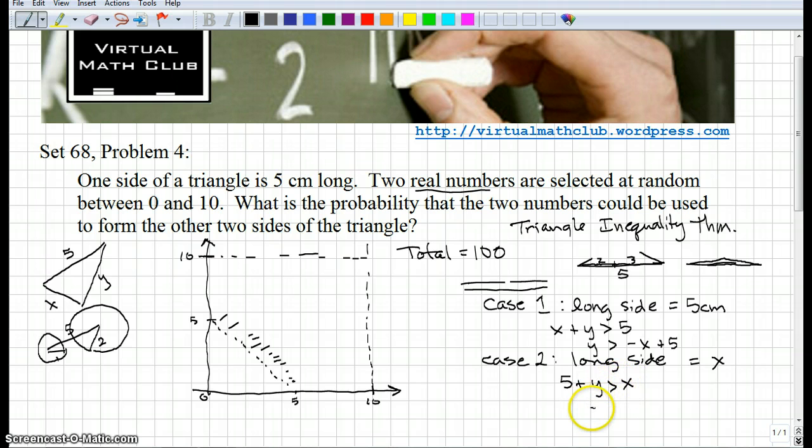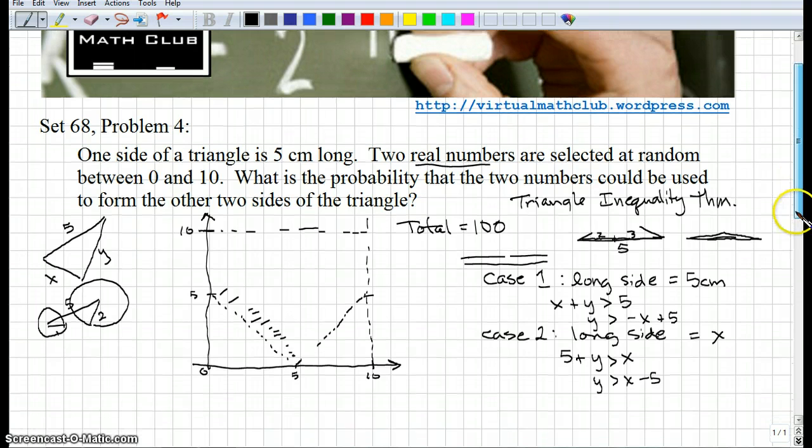Now let's put this in point slope form, just so it'll be easier to plot. So this is y is greater than x minus 5. So I can plot that line. It's going to intercept down here somewhere, at negative 5. And you can see then when x is equal to 5, y is equal to 0. So it's going to pass through this point, and it's going to come up here to 5. So that's what that line's going to look like. So that's the case where the long side is x.